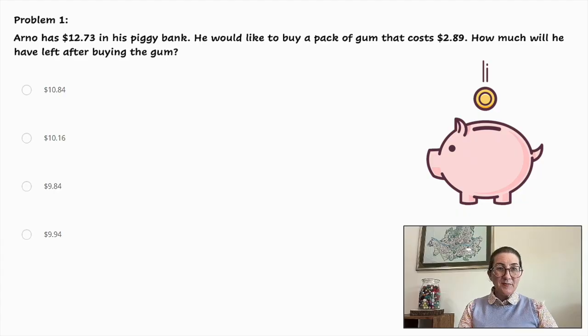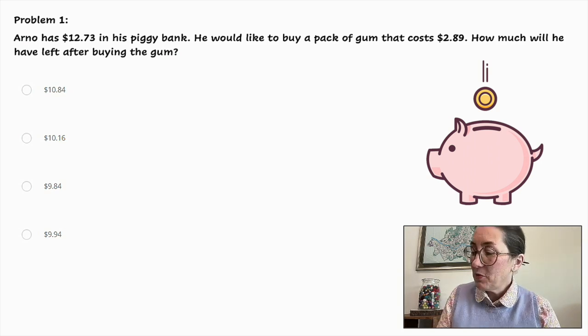Problem number 1. Arno has $12.73 in his piggy bank. He would like to buy a pack of gum that costs $2.89. How much will he have left after buying the gum? This is subtraction. Let's do the math.